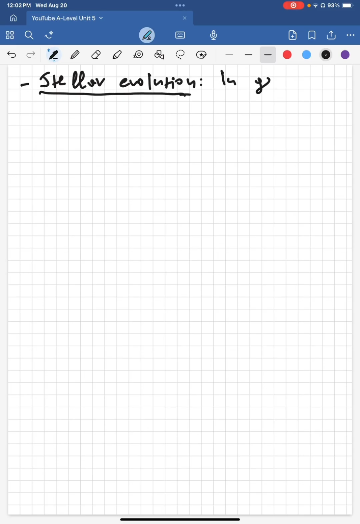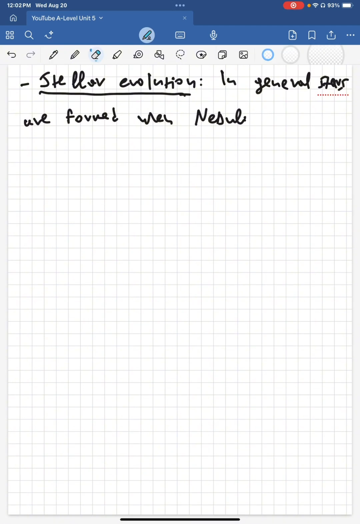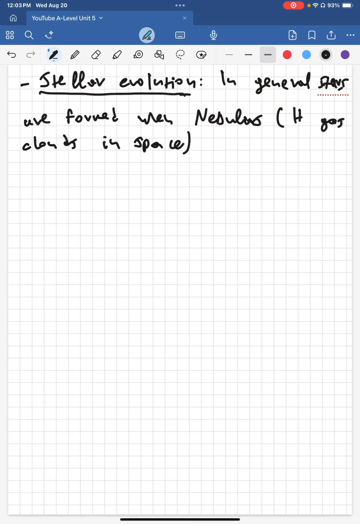In general, stars are formed when nebulas, which are hydrogen gas clouds. So this is what a nebula is. Nebulas are hydrogen gas clouds in space. So stars are formed when nebulas start collapsing.